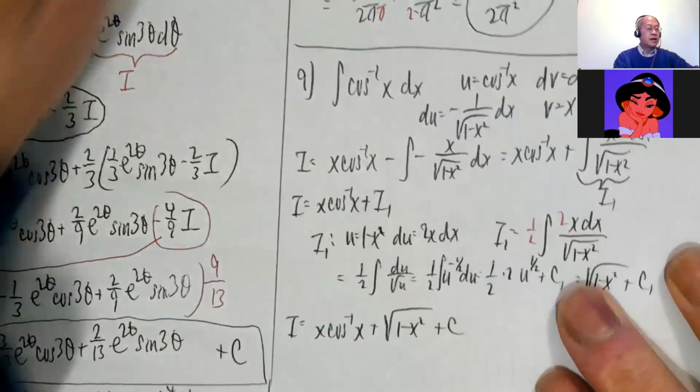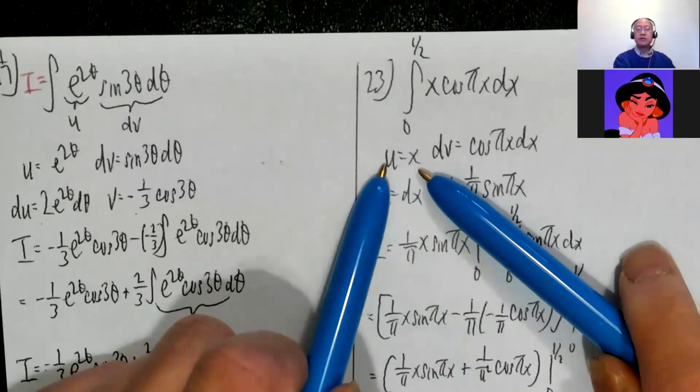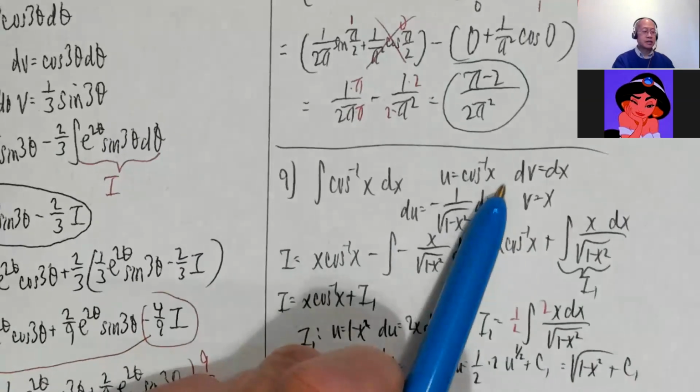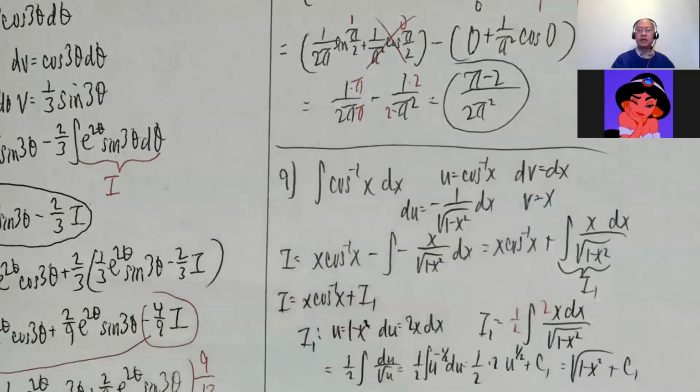So again, if I coin strange verbs, if you have u equals x, you d both sides. Just put d here, du equals dx. This is anti-d both sides. Just take off the d's. dv equals dx, erase the d's, and you have v equals x.